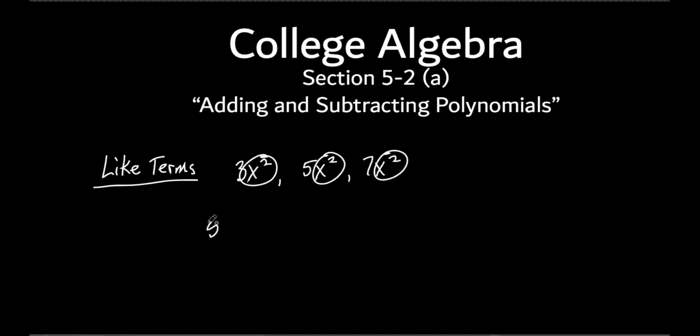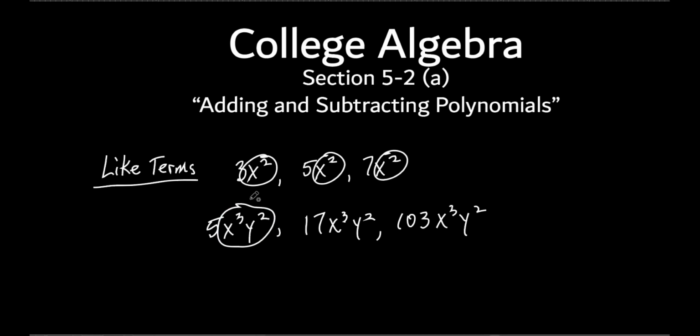What if I had something a little bit more complicated? What if I had 5x cubed y squared, 17x cubed y squared, and they throw some random big number in there, 103x cubed y squared. Are these like terms? Absolutely. The 5, 17, 103 can be different. That's fine. It just tells you how many of these things we have. But look at my term. What is my term? My term is x cubed y squared. This is the same exact thing, isn't it? So they're like terms. Everybody with me on this?